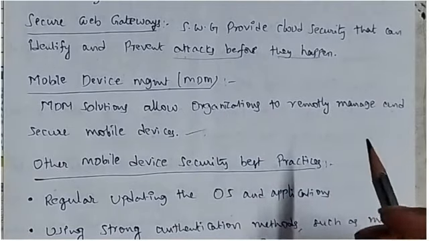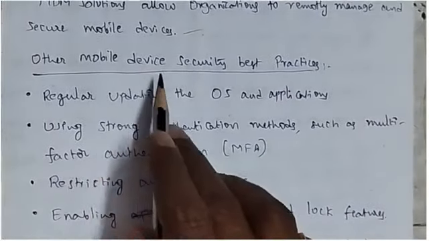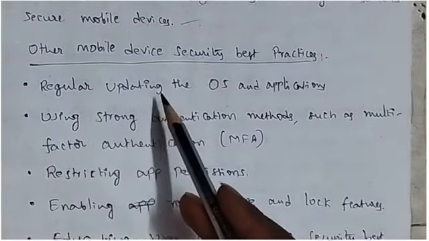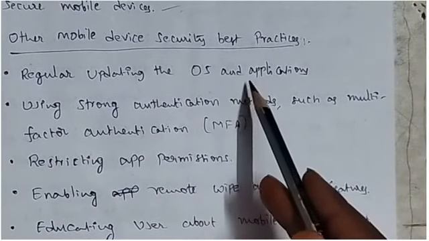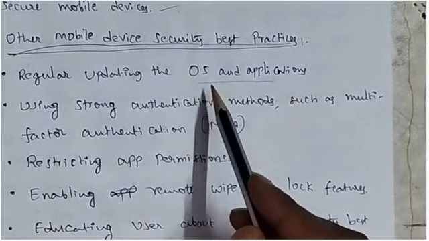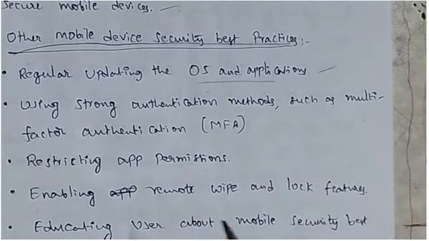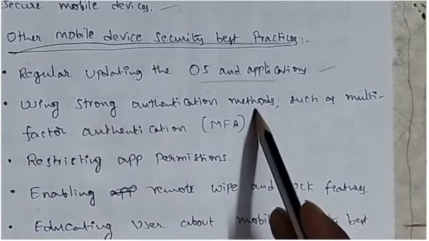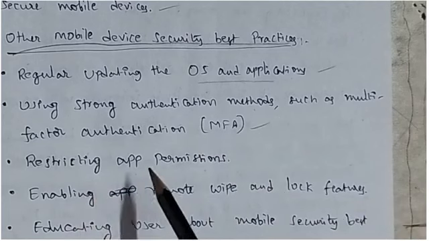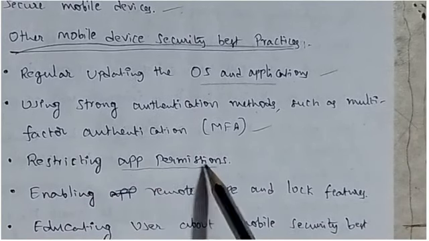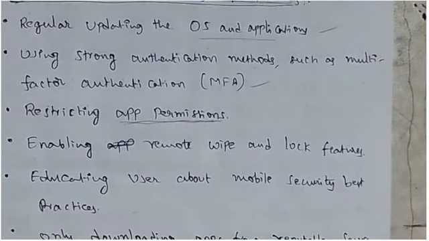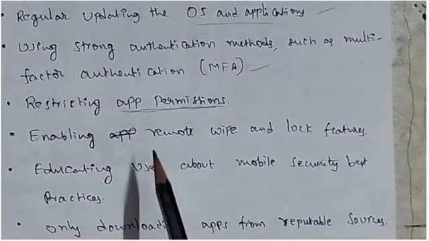Here there are other mobile device security best practices. What are the best practices we have? Regular updating of the OS and applications. Generally, we have to regularly update our operating system and applications inside the mobile. Using a strong authentication method such as multi-factor authentication, we have to use this one. And restrict application permissions. What do you mean by application permissions? When you are installing third-party applications, we have to restrict them from accessing complete data.